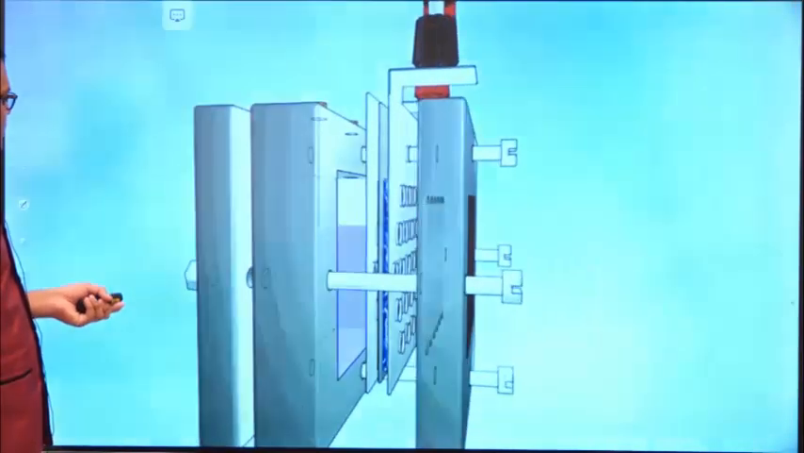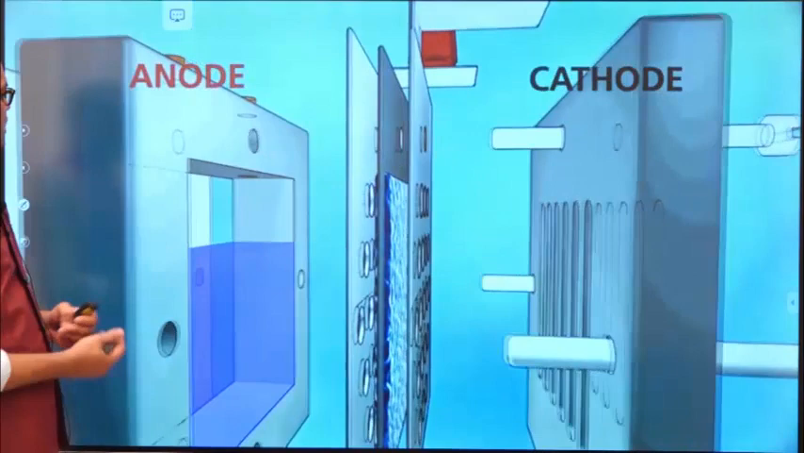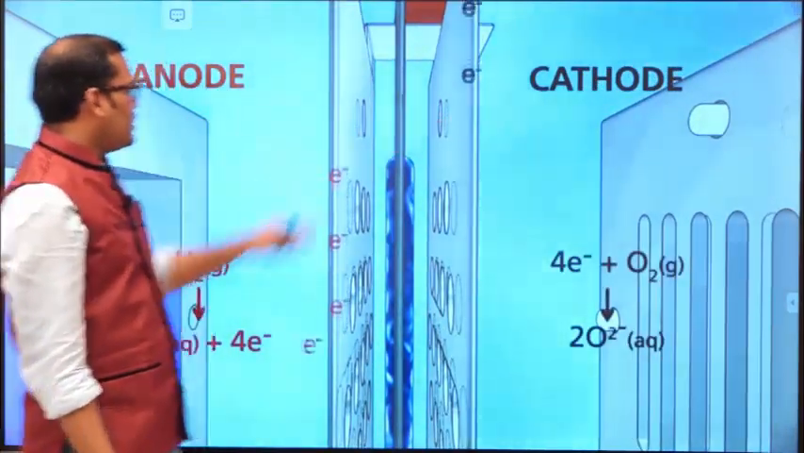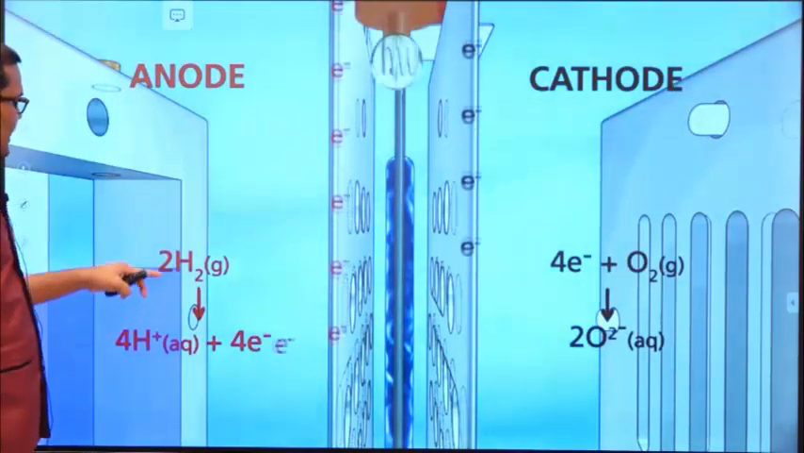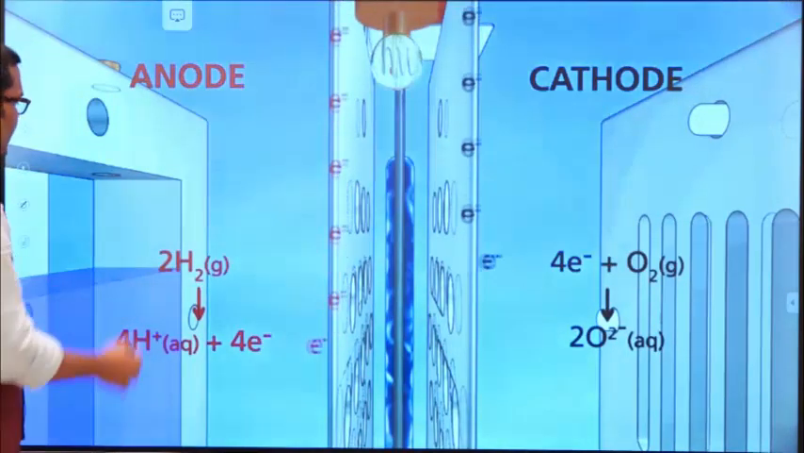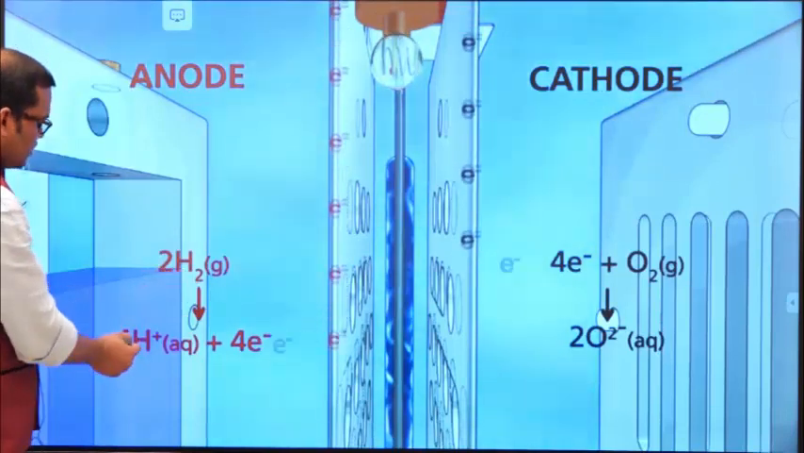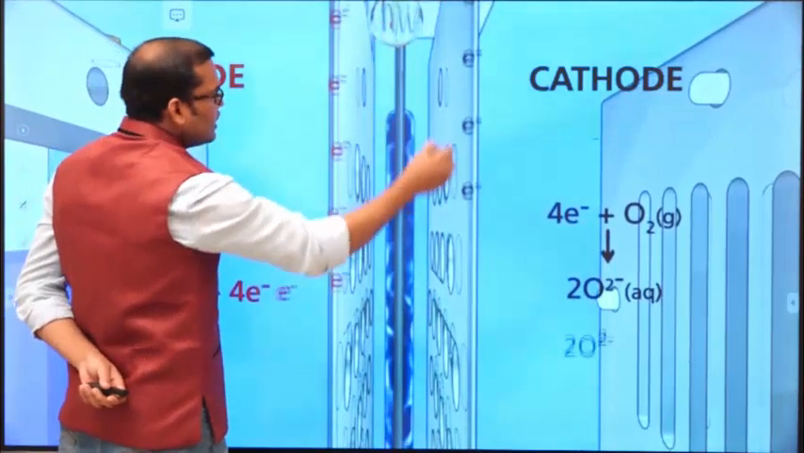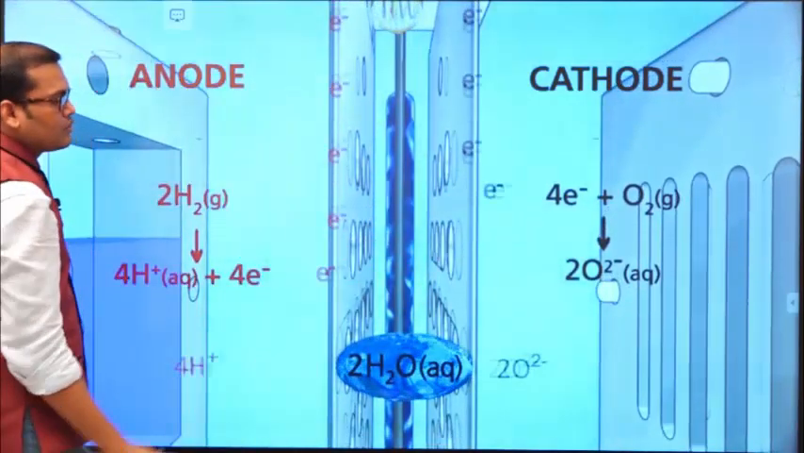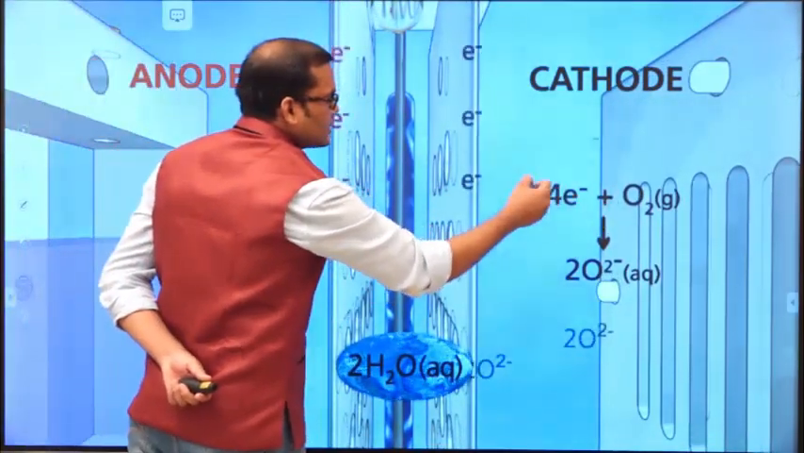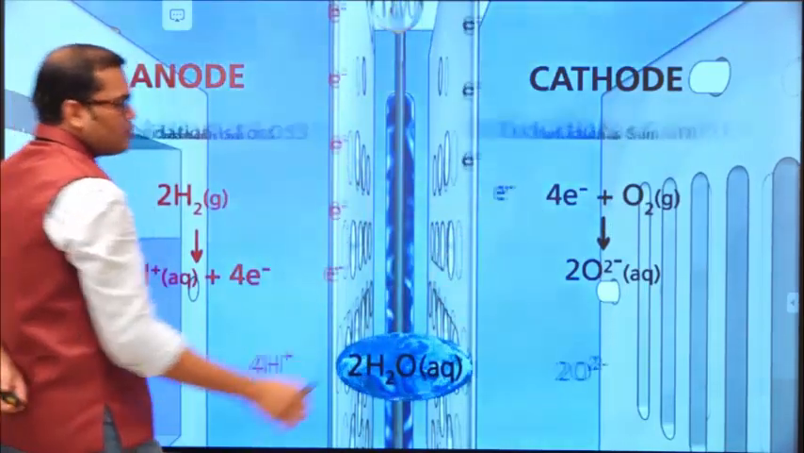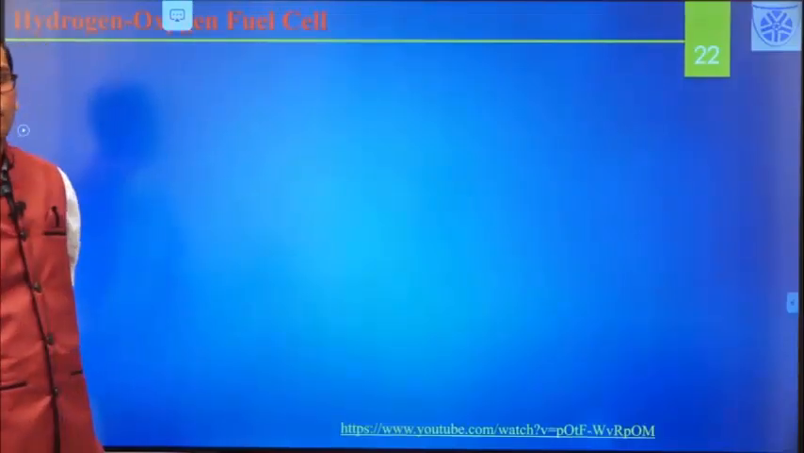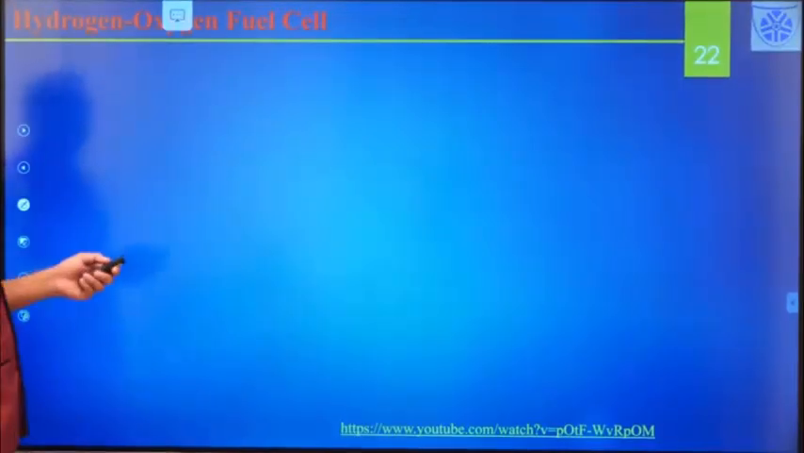Now let me show you a video of how it is working for your better understanding. You have the anode component and the cathode component. If you are using an acidic hydrogen oxygen fuel cell, you have the hydrogen, and you are converting it to 4H plus and 4 electrons. Those electrons move to the external circuit and are collected at the cathode side. The cathode rod is there, oxygen is there, so it collects that electron and converts to O2 minus. That O2 minus combines with the H plus and forms the water, right.